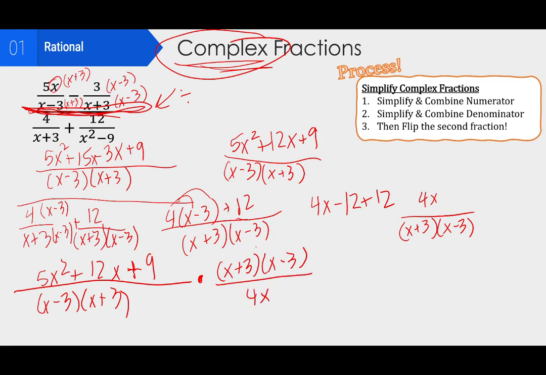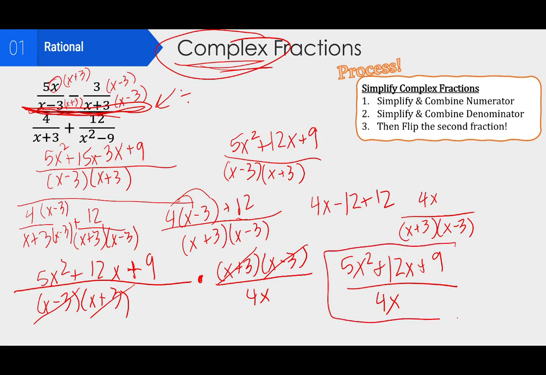And look at this. I have things that can now become 1 or cancel. There we go. So I have the final answer, 5x squared plus 12x plus 9 all over 4x. There's nothing that will factor out completely from the top, and so I am done. If you wanted to, you could even put 4x under each of those terms and have 3 separate terms, but other than that, that's fine.